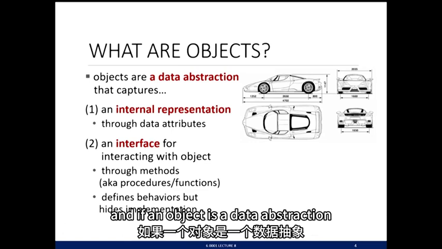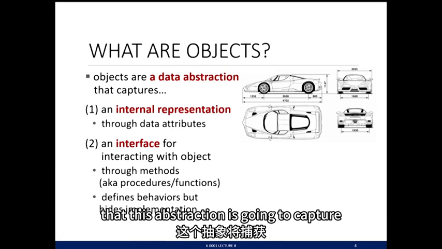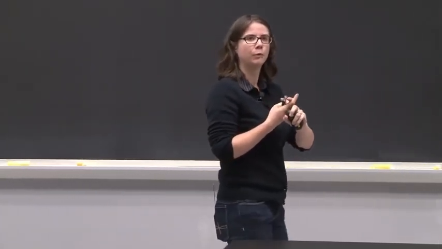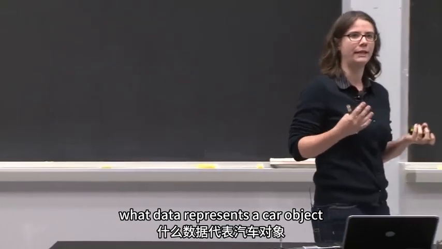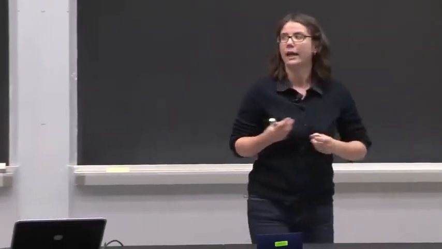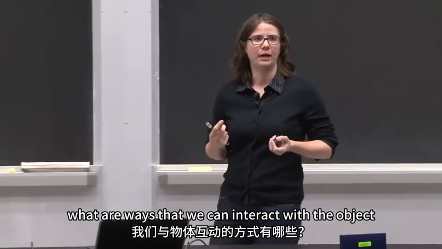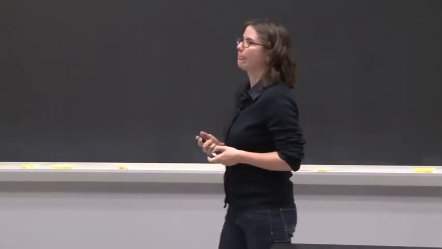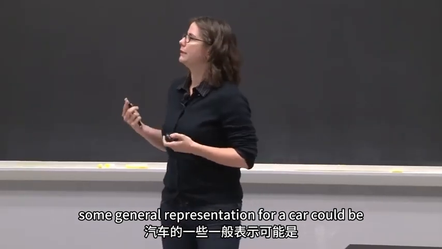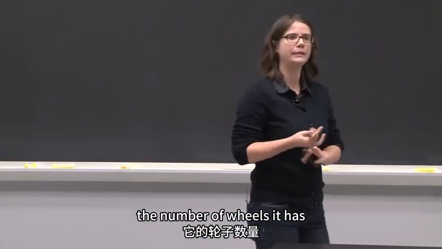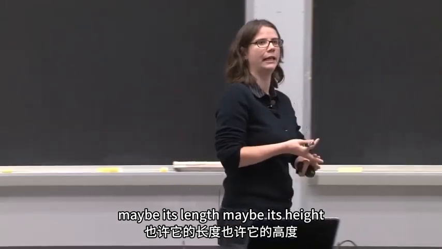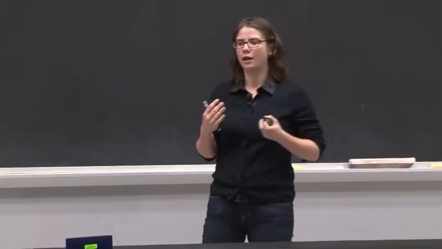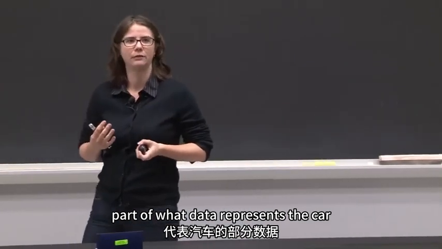And if an object is a data abstraction, there are two things that this abstraction is going to capture. The first is some sort of representation. What is going to represent the car? What data represents a car object? And the second is, what are ways that we can interact with the object? So if we think about a car blueprint, some general representation for a car could be the number of wheels it has, the number of doors it has, maybe its length, maybe its height. So this is all part of what data represents the car.